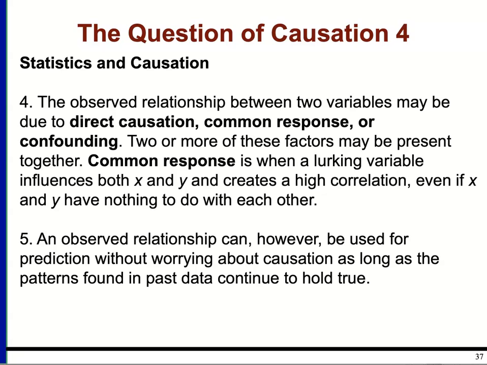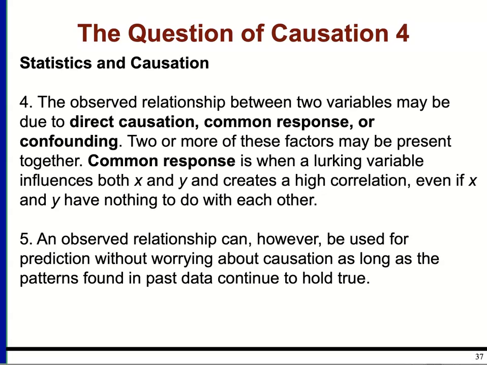That's certainly a possibility. It could be a common response, and that's where this lurking variable influences both X and Y, creating this high correlation, even though X and Y really aren't the reason that you're seeing these outcomes. And then there's also confounding. So confounding is where there's a variable that we just can't isolate from the variables that we're trying to measure.